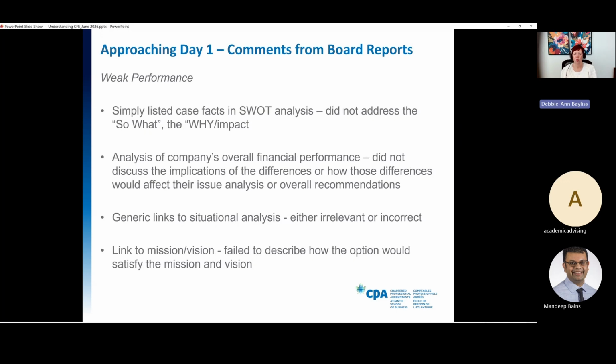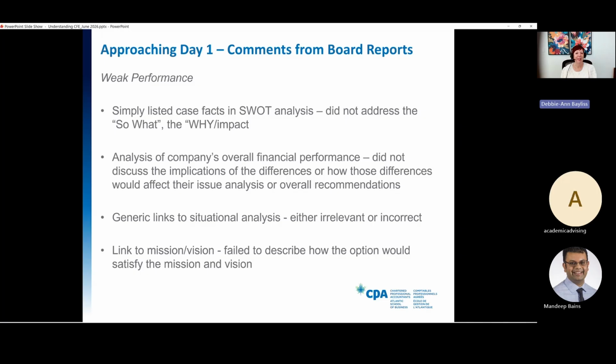On the other hand, in weak performance, they simply listed the case facts when they performed their SWOT analysis. They did not answer that question, so what? What is the potential positive or negative impact to the company? You need to meet the depth requirement. You cannot simply restate case facts. They've been given to you. You need to answer that question, so what? What is the potential positive or negative impact to the company?